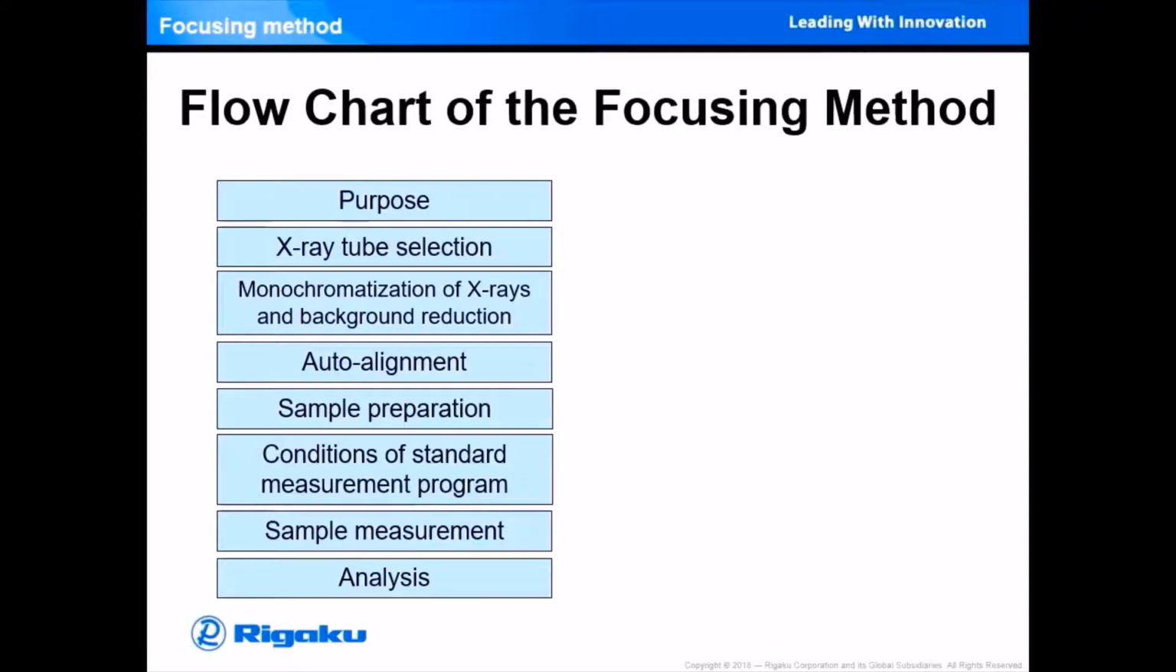This is the flow chart of the focusing method. When you measure a sample, there must first be a clear purpose such as qualitative analysis, residual stress, lattice constants refinement or other applications. And next, you should consider what kind of X-ray tube is suitable for that purpose. In practice, we use a copper X-ray tube for almost all measurements, because recently we can commonly use a monochromator.